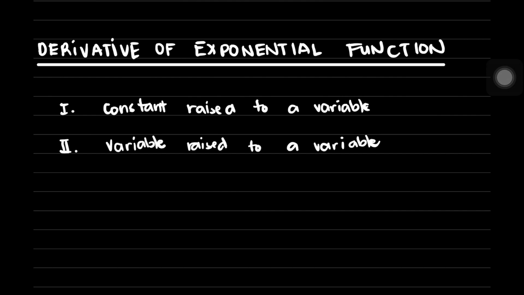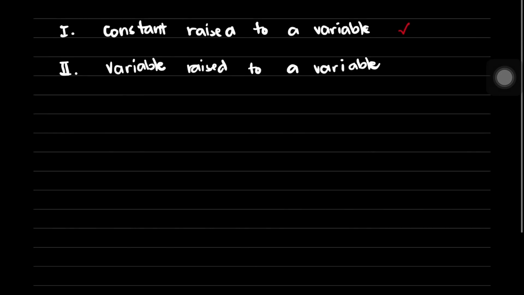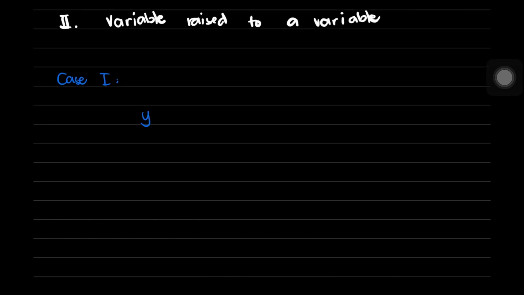Now let us tackle the first case, wherein we are given a function in which a constant is raised to a variable. Say that we are given y is equal to a constant a raised to a variable u. For this equation, a is the constant and u is a function of x.